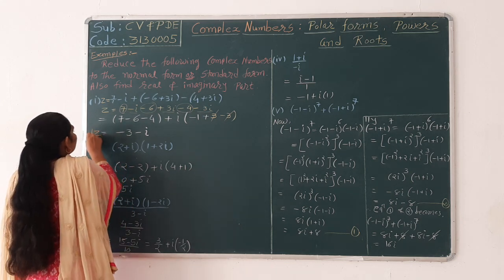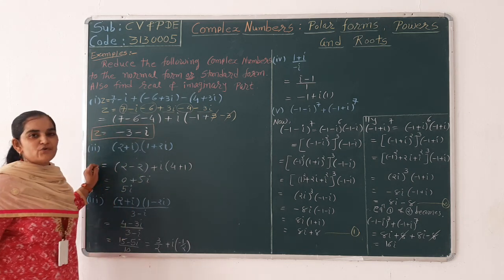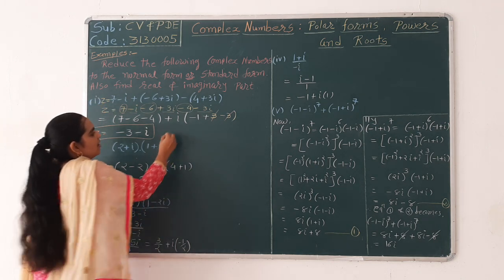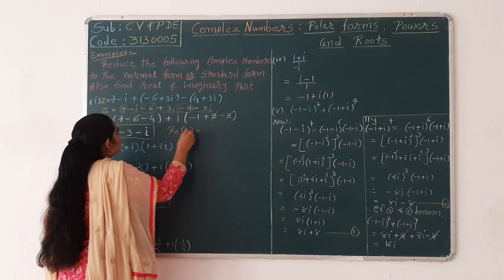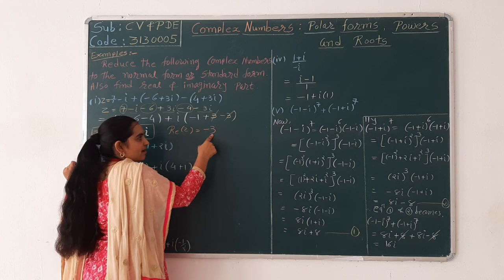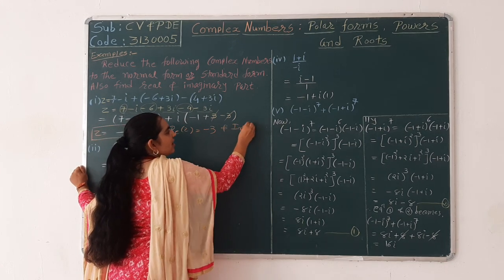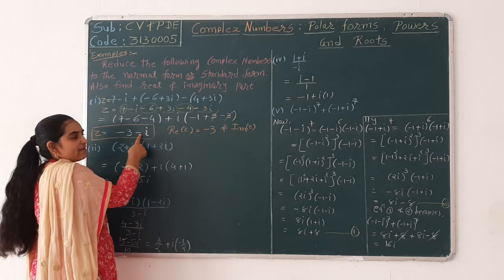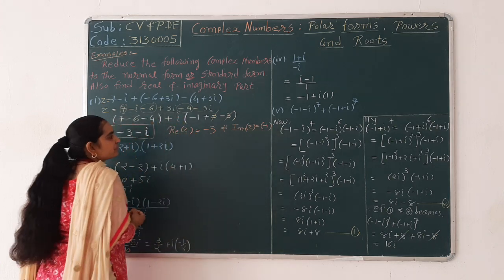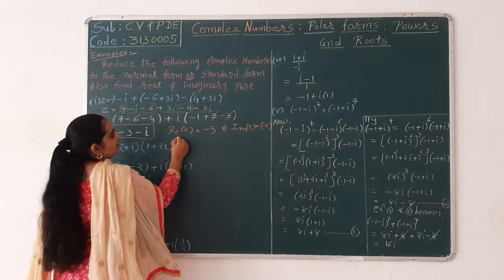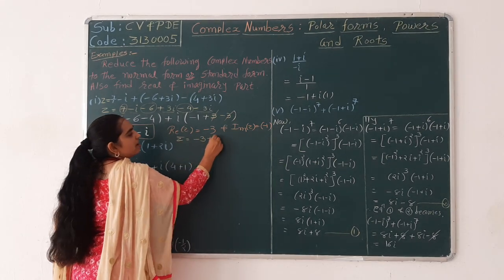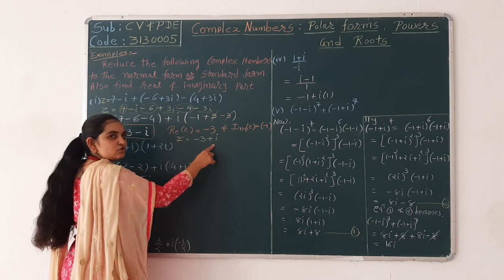This is your standard form or normal form for the complex number. Here the real part of Z is minus 3, and the imaginary part of Z, that means the coefficient of I, is equal to minus 1. Also the complex conjugate, that means Z bar. What is Z bar? Minus 3 plus I. This is your complex conjugate.